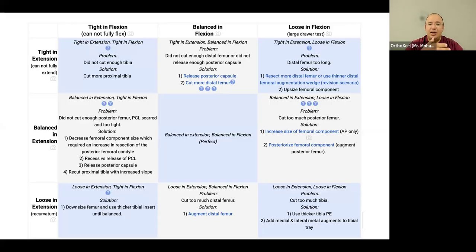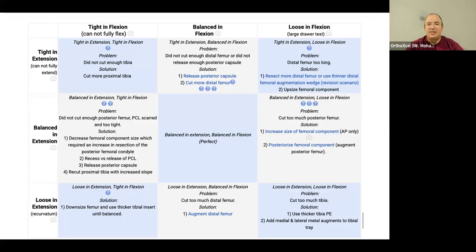What if your gap is tight in extension and loose in flexion? The problem here, if tight in extension and loose in flexion, means your problem is in the distal femur. So either put a femoral augment to increase that, or upsize the femoral component to tighten the flexion gap a bit.